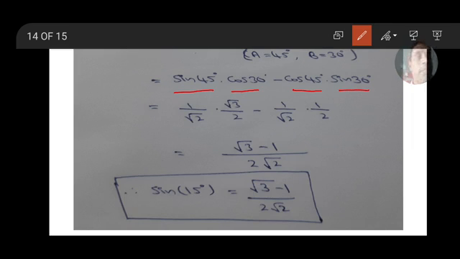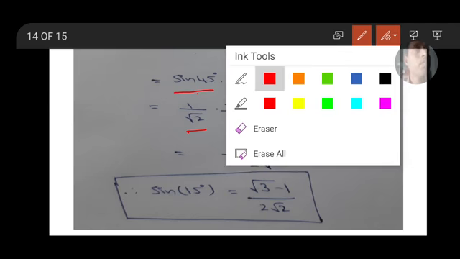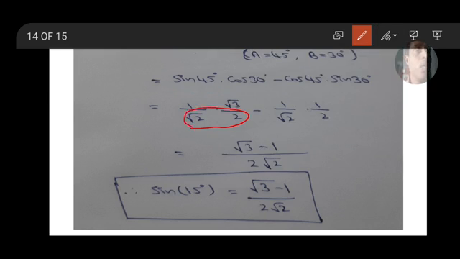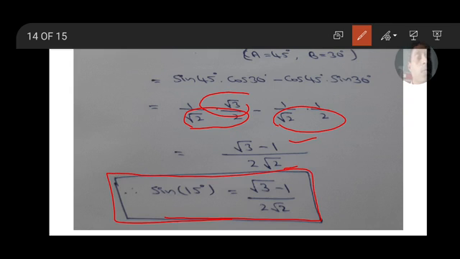So what is the sin 45 value? 1 by root 2. Cos 30 value is root 3 by 2. Cos 45 value is 1 by root 2. Sin 30 value is 1 by 2. You know all the values. What is the LCM? 2 into root 2 is the LCM. So here 1 into root 3, minus 1 into 1. Root 3 minus 1 by 2 root 2. This is the sin 15 value: root 3 minus 1 by 2 root 2. Okay, sin 15 degrees value is root 3 minus 1 by 2 root 2.